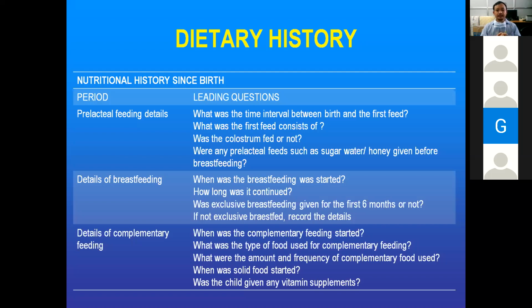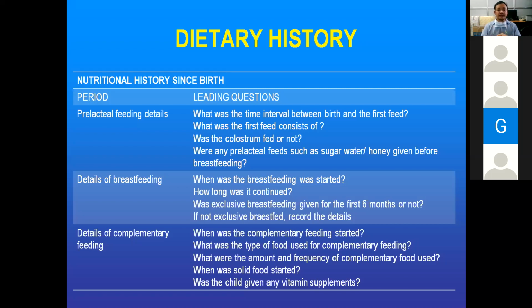Details of breastfeeding. When was the breastfeeding started? How long was it continued? Was exclusive breastfeeding given for the first 6 months or not? And if not breastfed, record the details. What was given to the child? What milk, cow milk or artificial? Whether it was diluted, how it was given, by bottle or paladai, and how was the uptake by the baby. This all should be recorded in dietary history.